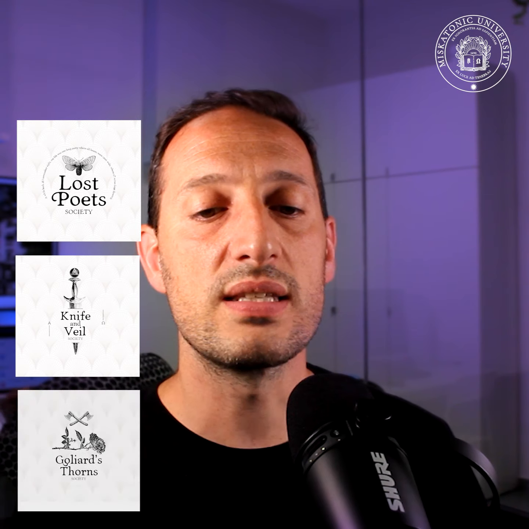So let's start with the 6 societies. We will have the Lost Poets, the eccentric, the passionate; then the Knife and Veil Society, the enigmatic; then the Goliath's Thorns, the troublemakers; then the Enigma Society, the nosy; the Mind's High, the emotionals; and the Order 322, the proud and traditionalist. So let's go a bit into the details.